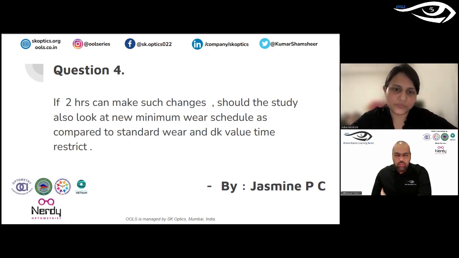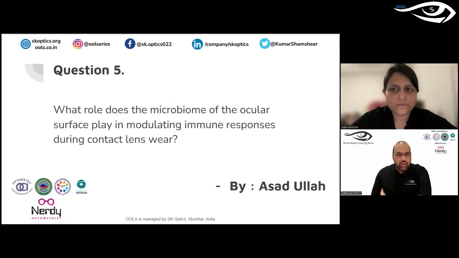Yeah. And just one question popped up in terms of the ocular surface: what is the role of the microbiome, which helps to modulate the immune response? Is there any role, and how can we go about evaluating or monitoring that?